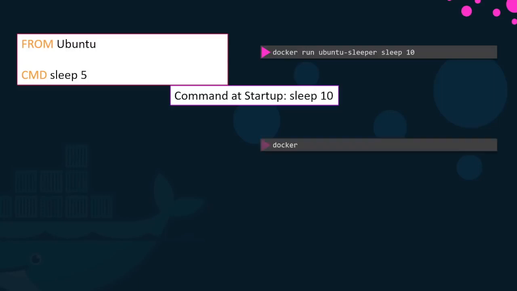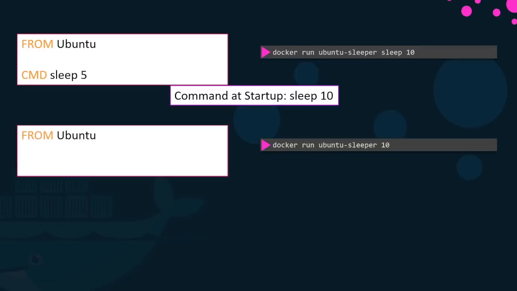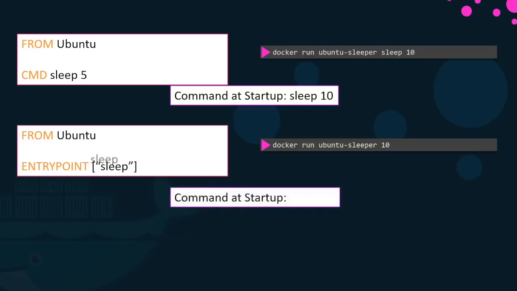Instead, we would like it to be something like this: docker run ubuntu-sleeper 10. We only want to pass in the number of seconds the container should sleep, and the sleep command should be invoked automatically. And that is where the ENTRYPOINT instruction comes into play. The ENTRYPOINT instruction is like the CMD instruction, as in you can specify the program that will be run when the container starts. And whatever you specify on the command line, in this case 10, will get appended to the entrypoint. So the command that will be run when the container starts is sleep 10. So that's the difference between the two.